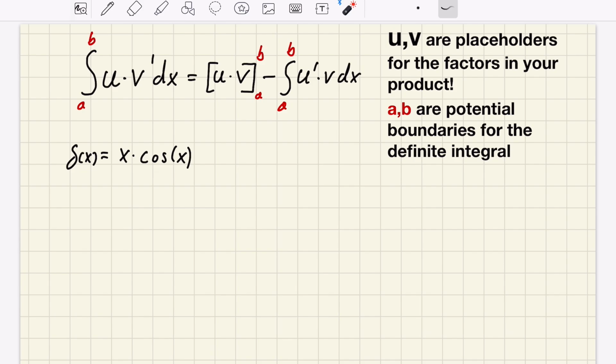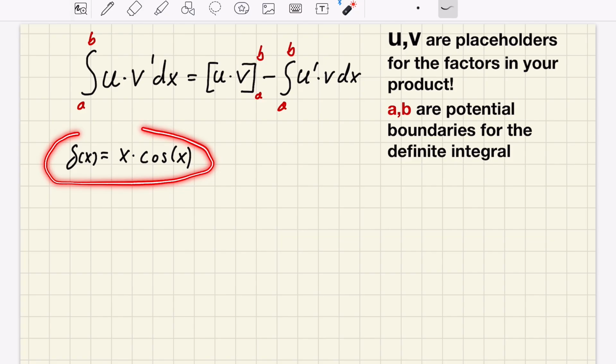Take a look at the integral on the right, this one over here. This is the integral you will be left with after having done the partial integration process. You see U dash and V. Key is now to assign your factors to the correct placeholders.